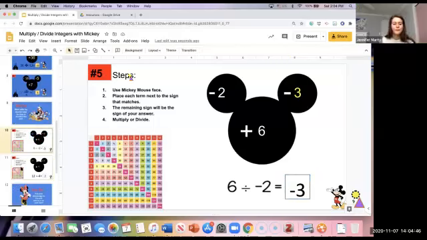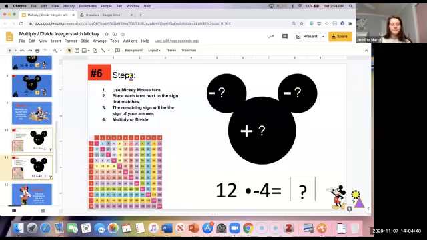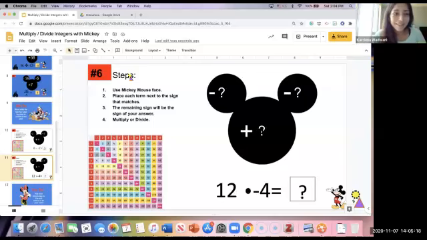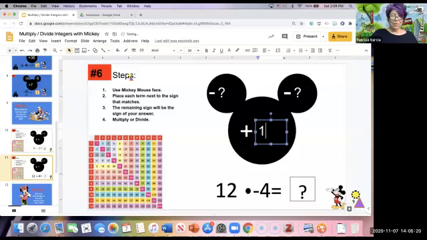Okay. Now our next one is going to be multiplying. Karina, would you like to help me with this one, or would you like to pass? Yes. Oh, yes. Okay. So here's 12 times -4. Where would I put 12? Where would that go in Mickey's face? It'll go in the middle. Okay, that's fine. So we will put that in the middle.